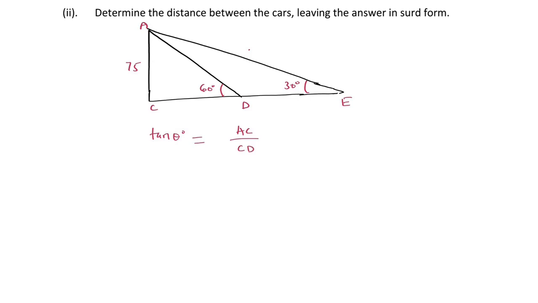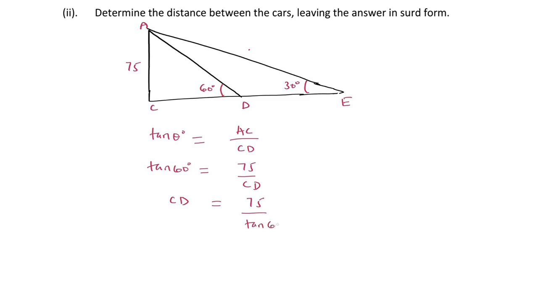Let us now apply the values which have been given from the sketch. We are going to have tan 60 degrees equals 75 over CD. Okay, so let us now make CD the subject.